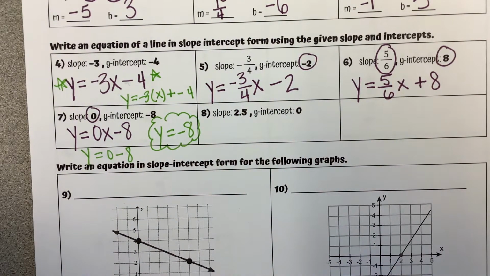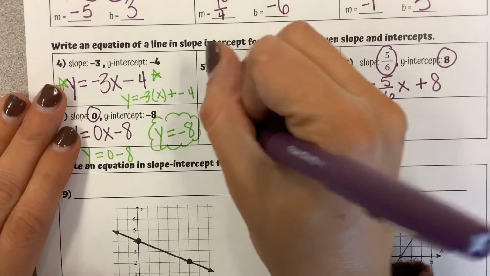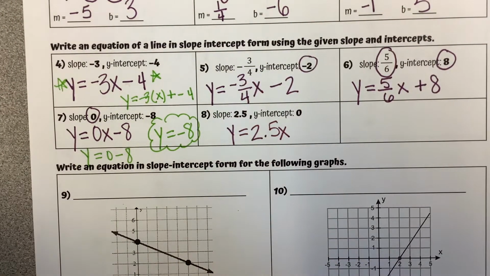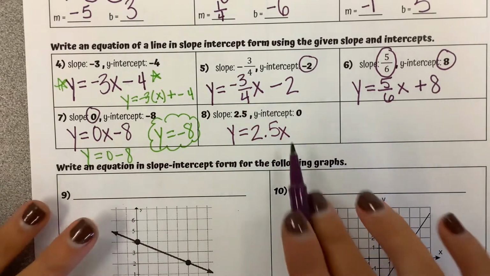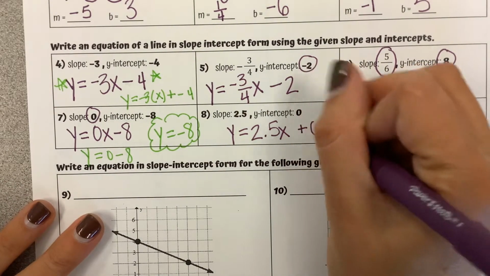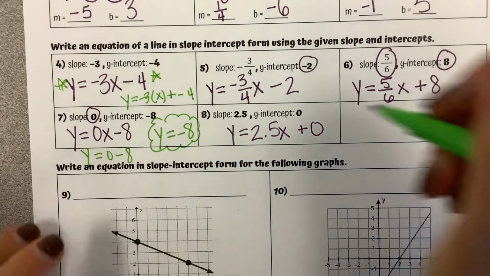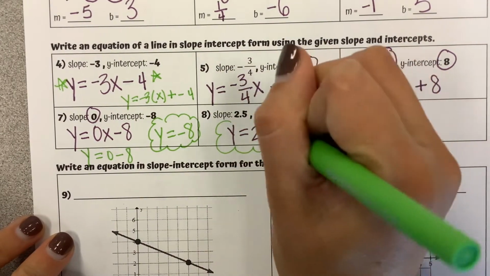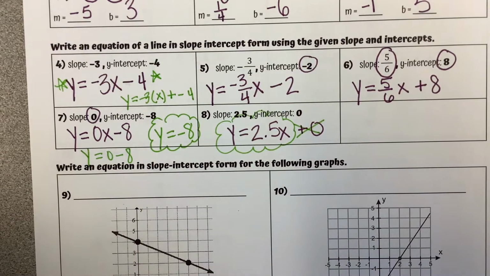And number 8, a slope of 2.5, so y equals 2.5x, and an intercept of 0. You could write plus 0, technically, but do we need that? No. So the most simplified way to write it would just be y equals 2.5x.